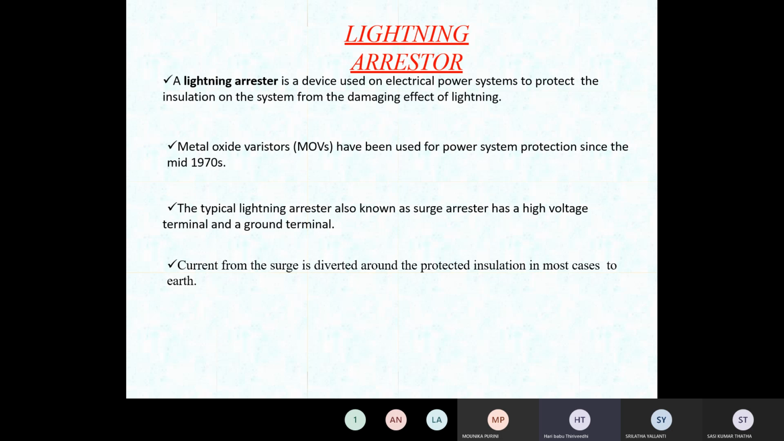A typical lighting arrestor, also known as a surge arrestor, has a high voltage terminal and a ground terminal. Generally, the high current is diverted around the protected insulation area. In most cases it goes to earth, through a provided grounding wire. That's why the lighting strokes flow directly through the ground itself.